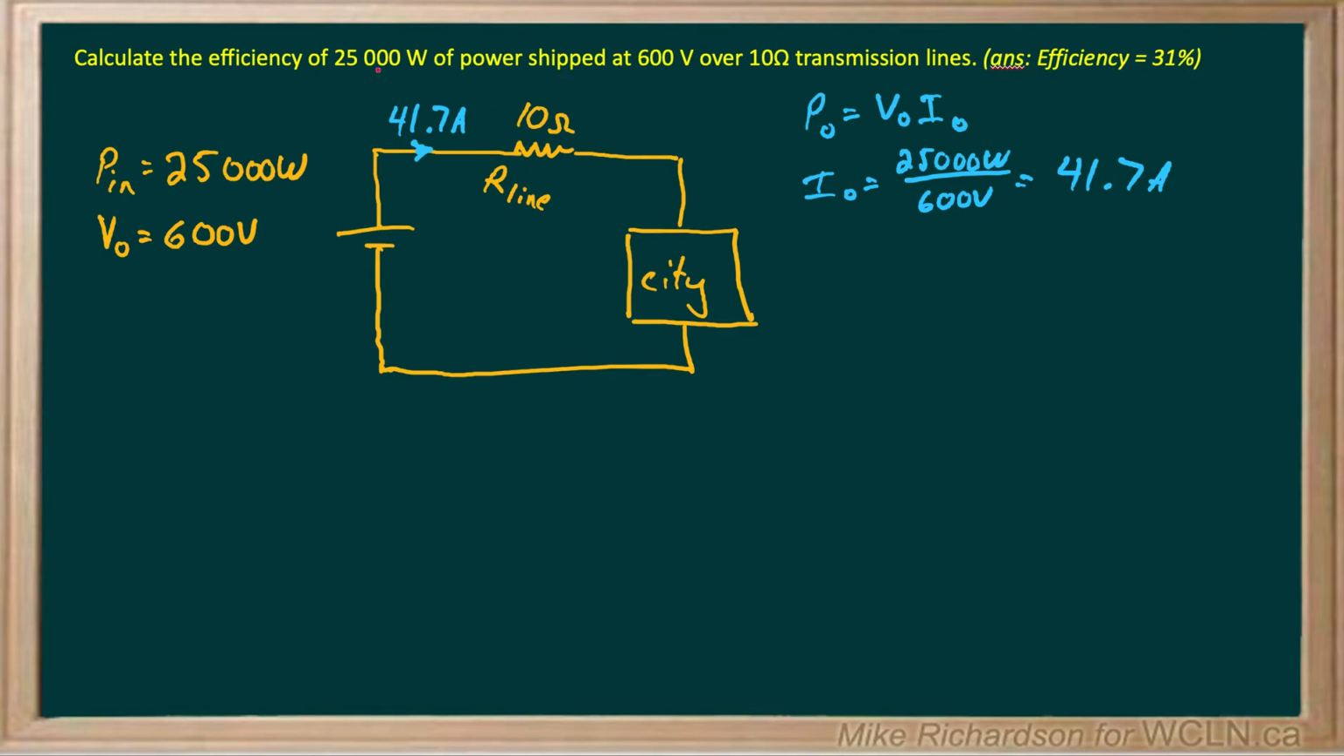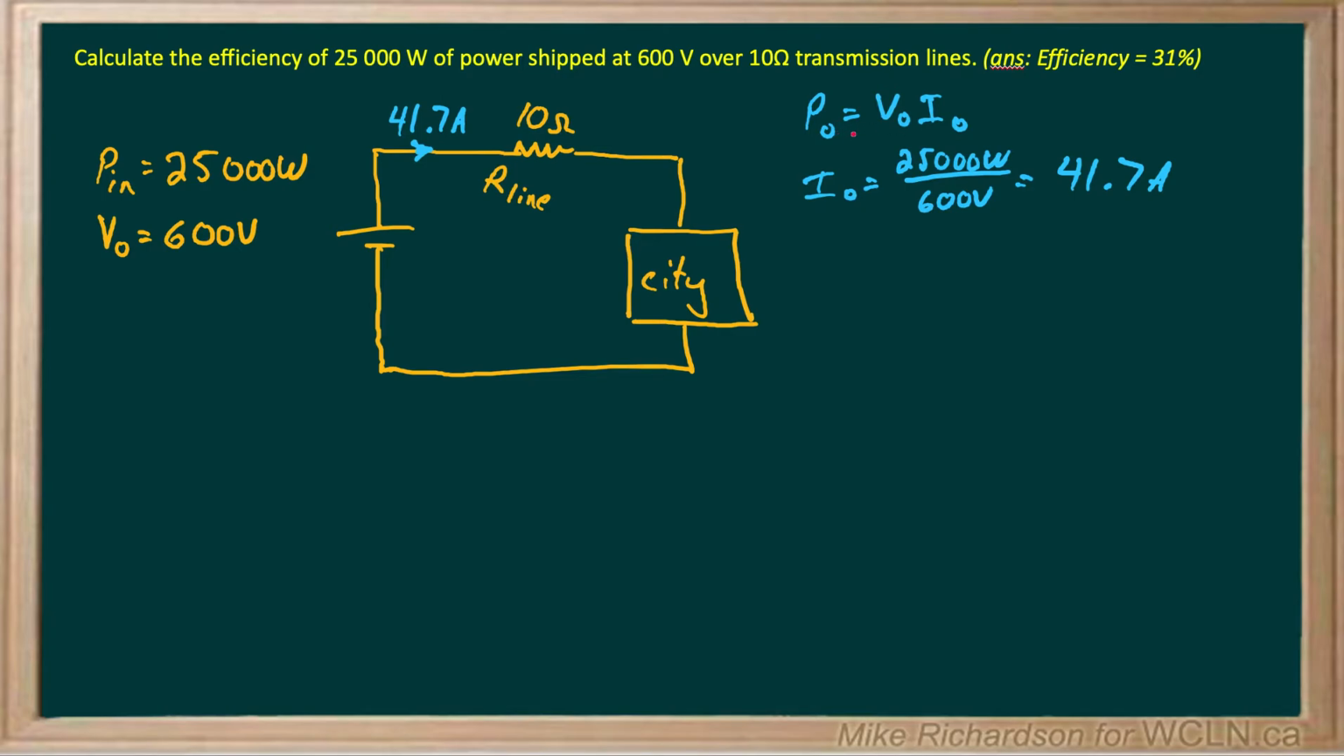Calculate the efficiency of 25,000 watts of power shipped at 600 volts over the 10 ohm transmission line that we saw in the previous question. So same input power, this time we're changing our voltage from 500 volts to 600 volts, and we're seeing what impact that has on our overall efficiency. Now you'll recall when it was 500 volts, it was 0% efficient. So now we're adding 100 volts across our lines. We're going to check the new efficiency.